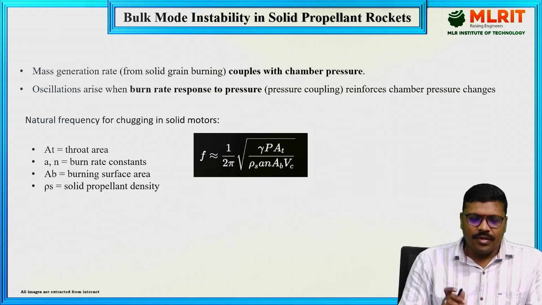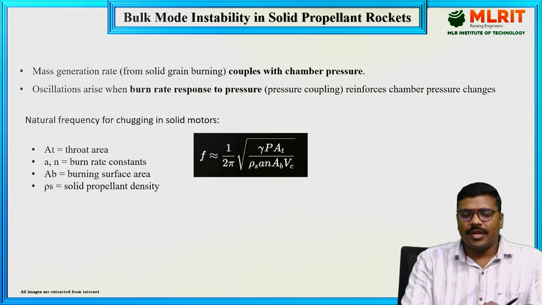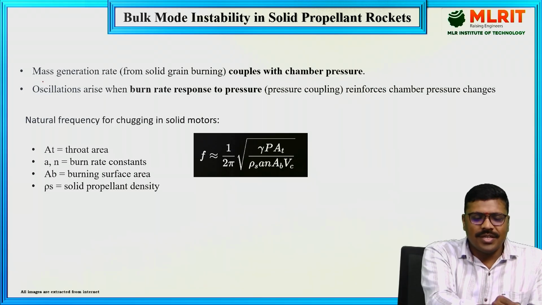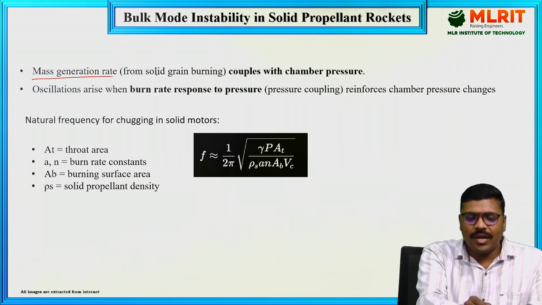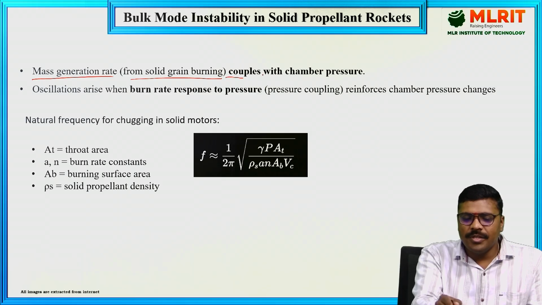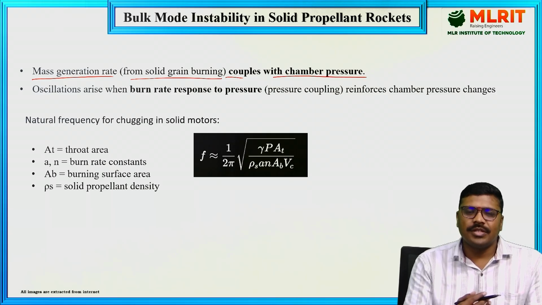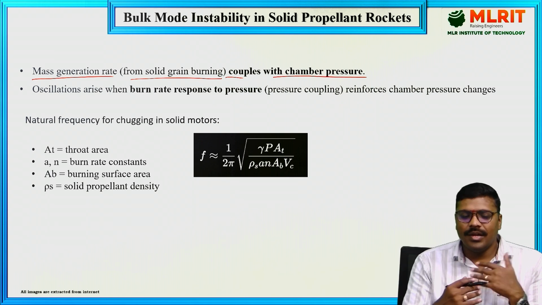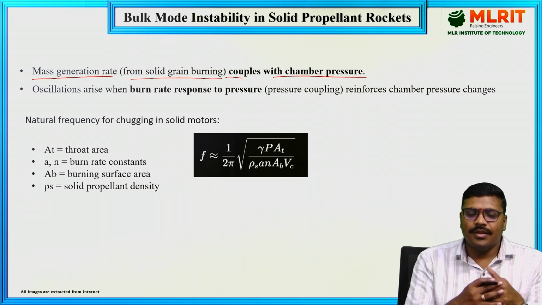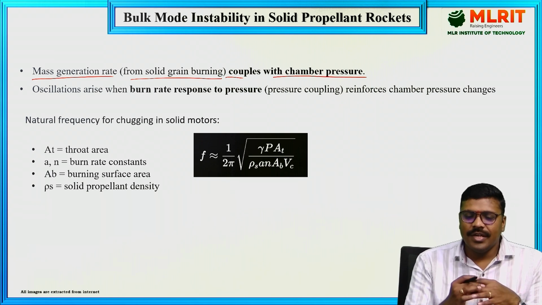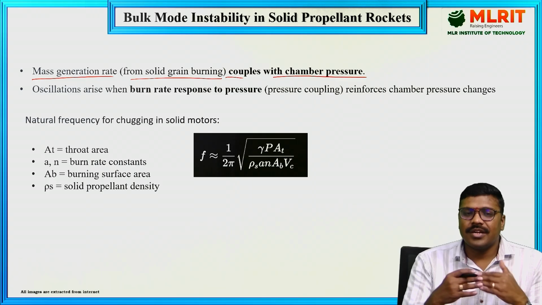Next, coming to the bulk mode of instability in a solid propellant rocket motor. The mass generation rate from solid grain burning couples with the chamber pressure. So the burning of solid propellant develops pressure in the combustion chamber, and that will generate the bulk mode of instability if the combustion process is not uniform.